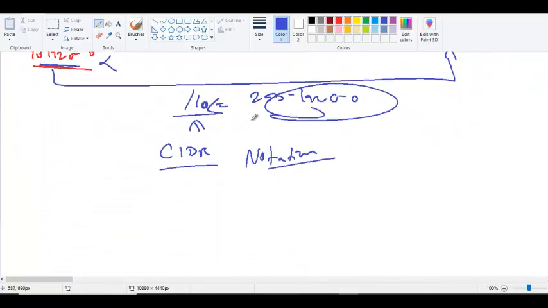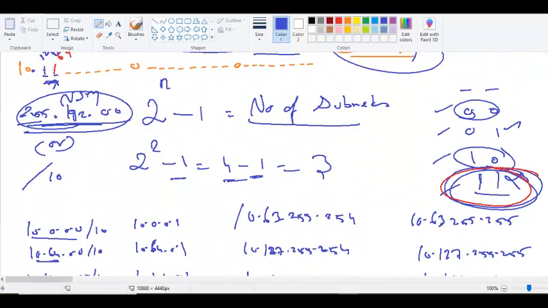/10. Why? Because for 3 departments, we understood that we need 2 bits to be borrowed. N is equal to 2. From the host octet, you have taken only 2 bits for networking. Because the formula says 2 to the power of n minus 1 should give you the number of subnets. So when n is 2, you get 4 minus 1, which is equal to 3.